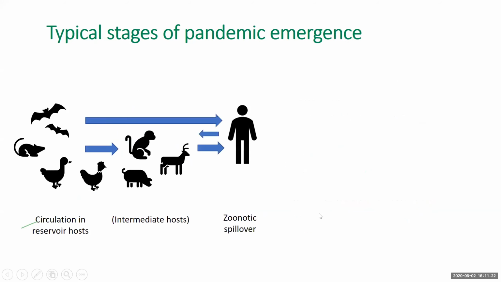So pandemics, as we all know, typically originate from agents that are circulating in animal reservoirs. So these might spill over into humans. Sometimes this occurs directly from the main reservoir, but it often also occurs via an intermediate host, which acts as a bridge between the natural reservoir and humans.